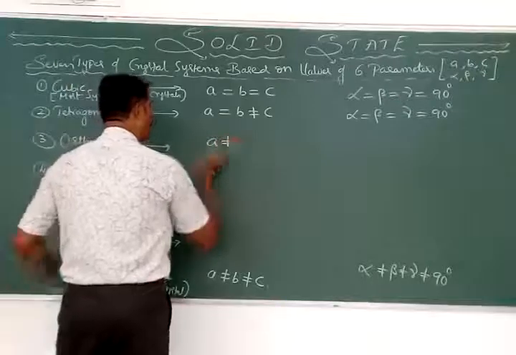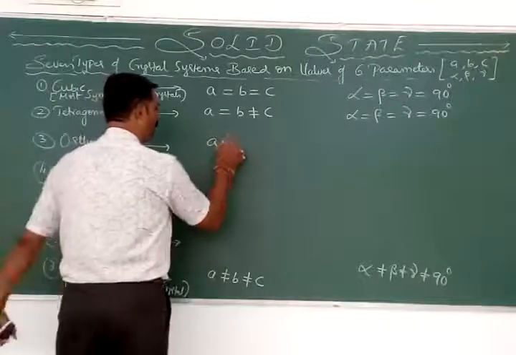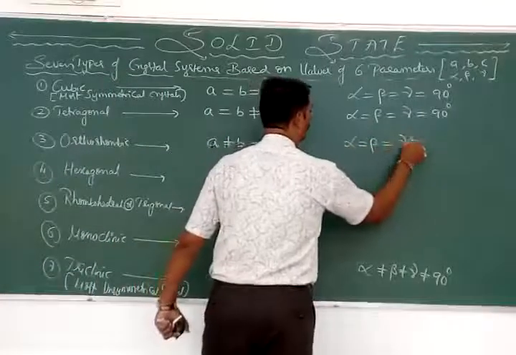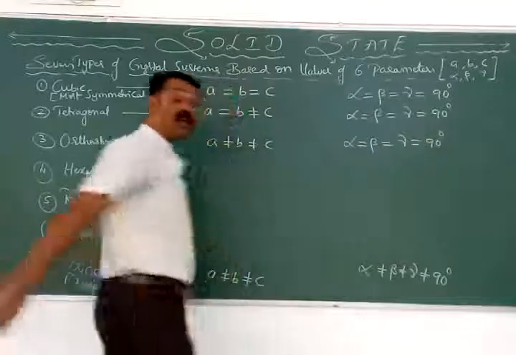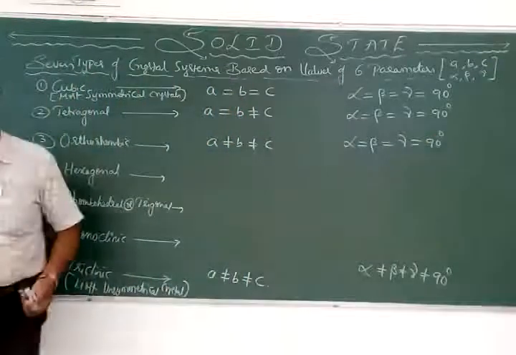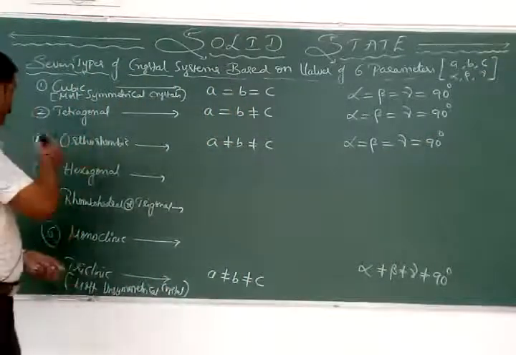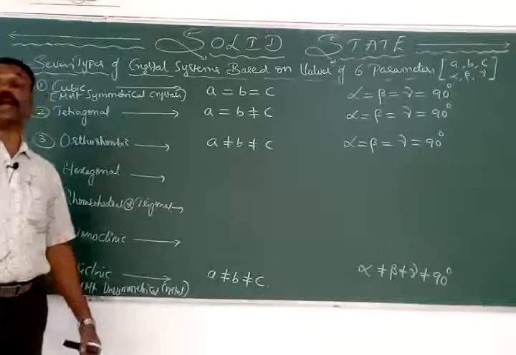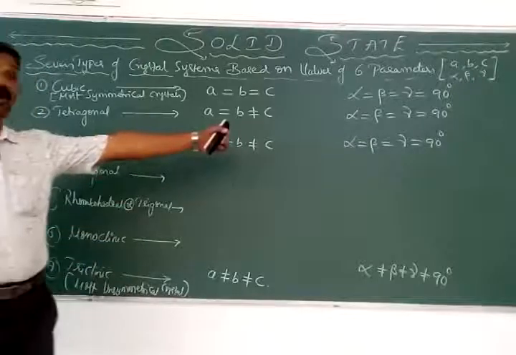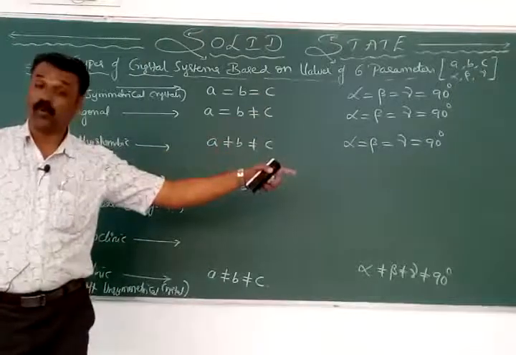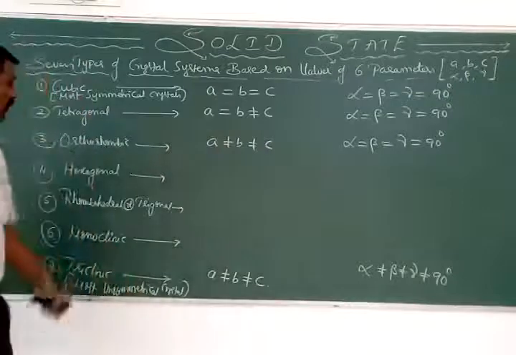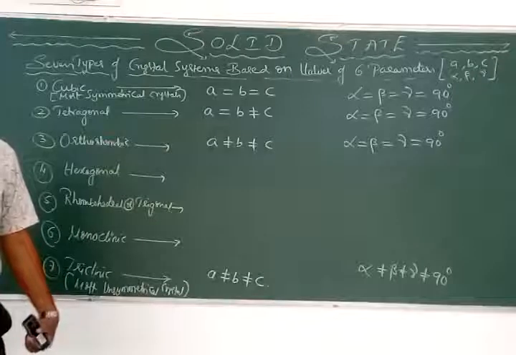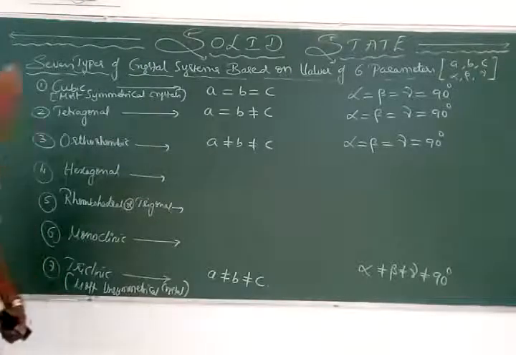And the third one is orthorhombic. A not equal to b not equal to c, but alpha is equal to beta is equal to gamma, all equal to which one? 90 degrees. Then it refers to the orthorhombic. Meaning length not equal to breadth not equal to height, but all the axial angles are equal and mutually perpendicular. That refers to the orthorhombic nature. So that makes the first three very clear. First, make first and last very clear.